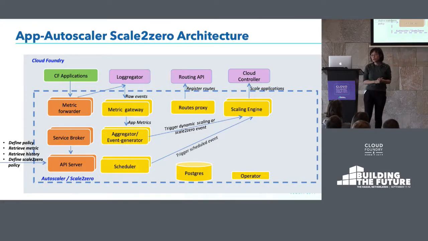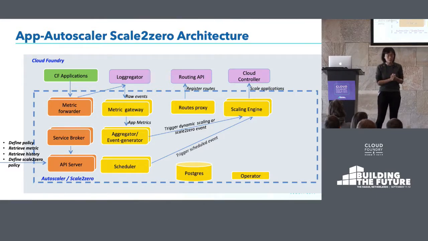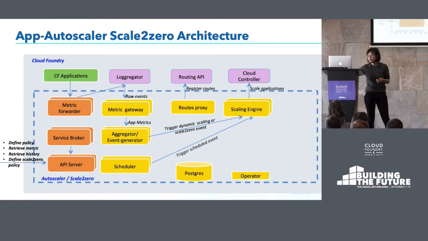So here is the architecture of both autoscaler and scale to 0. All the components in the dashed box belong to us. The orange ones are the public components, which expose public APIs, and the yellow ones are the internal components. For scale to 0, the end user needs to define a scale to 0 policy to the API server.